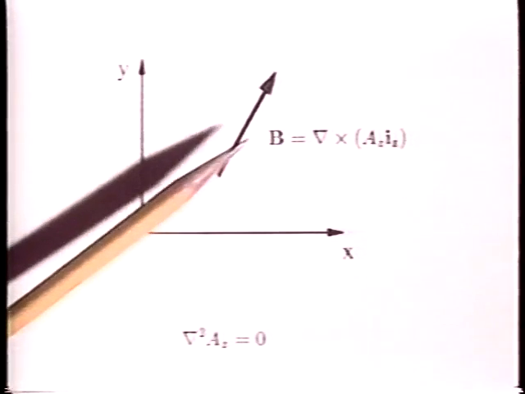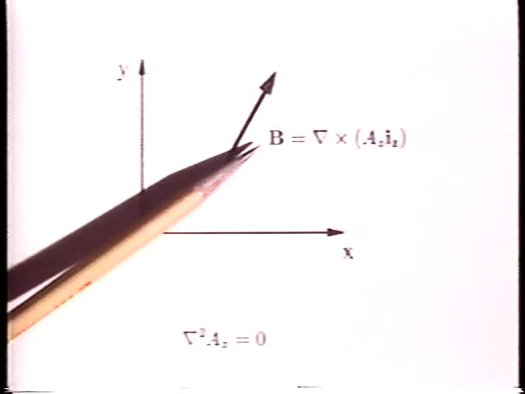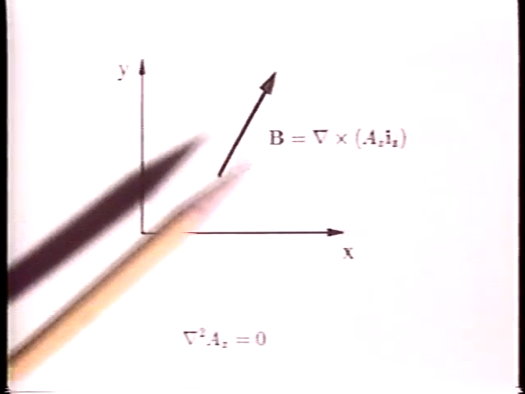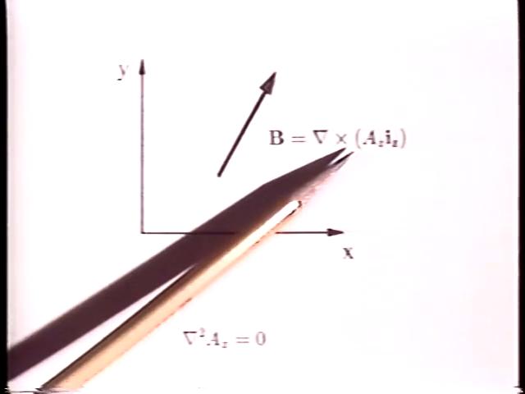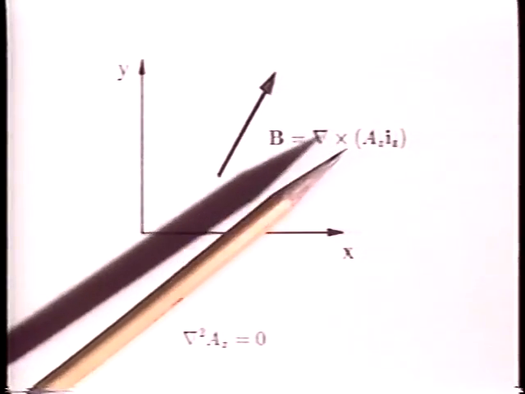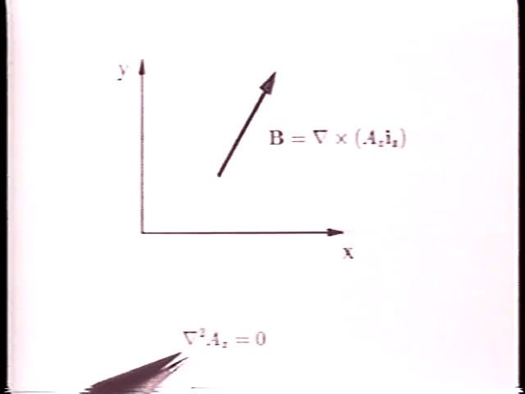Provided that the magnetic flux density is in the xy plane and depends only on x and y, it can be represented by one component of the vector potential, A sub z. In free space, the vector potential satisfies Laplace's equation.